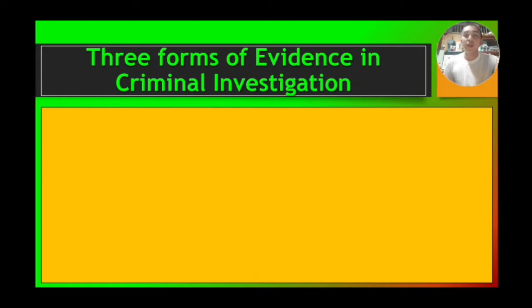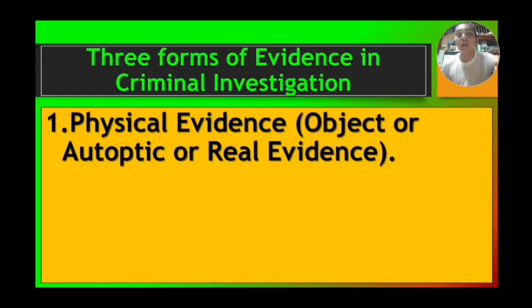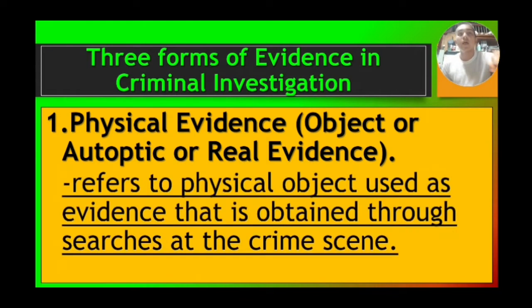Three forms of evidence in criminal investigation. First of all, we have physical evidence, also called object, autoptic, or real evidence. It refers to physical objects used as evidence that are obtained through searches at the crime scene. Examples are weapon, blood, hair, fiber, and other physical objects.